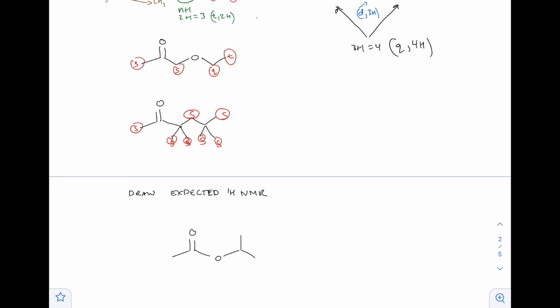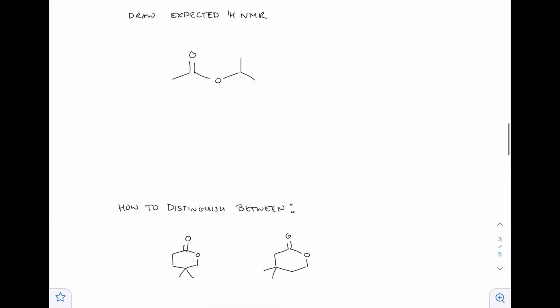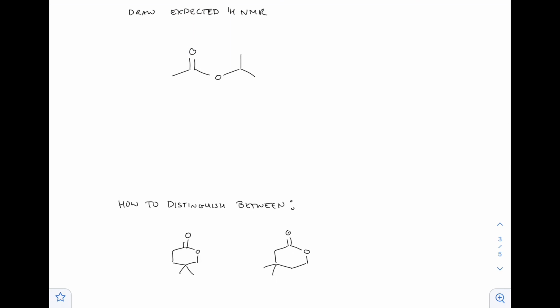We don't have any chiral carbons, so that should be good. If I'm wrong, let me know. Maybe I'll give you an extra point. I'm moving through them pretty quick. So draw expected proton NMR.